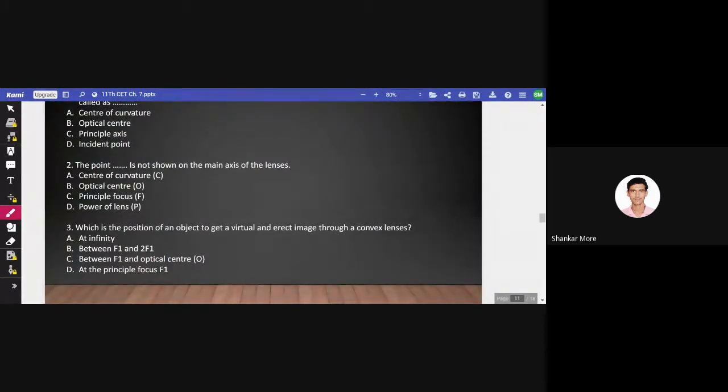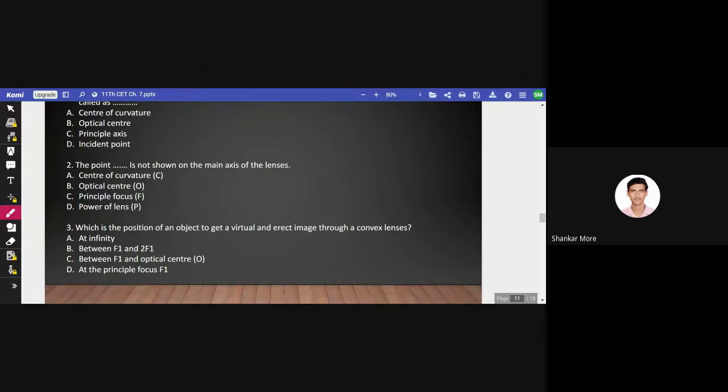So the point dash dash is not shown on the main axis of the lenses. So which point is not shown? We have just seen which are the points that are shown on the main axis of the lenses. So was there center of curvature? Center of curvature होता ही है, because if the line doesn't contain center of curvature, so the line is not principal axis or main axis, isn't it? So yes, point तो होता ही है.